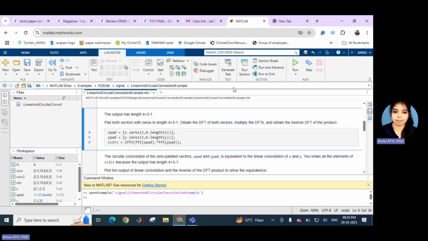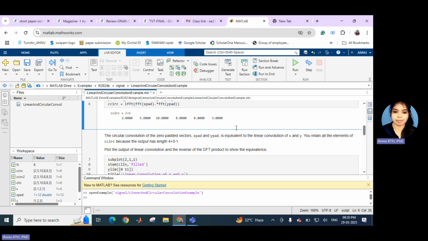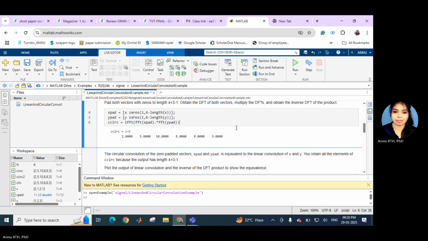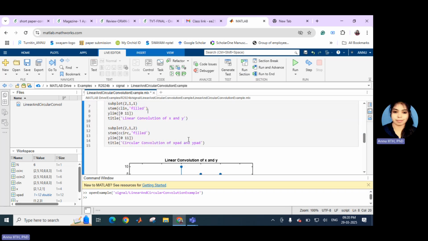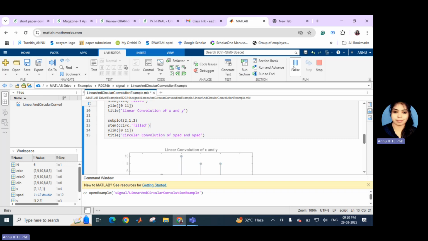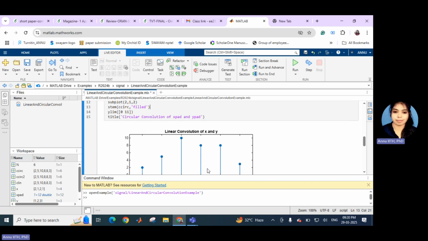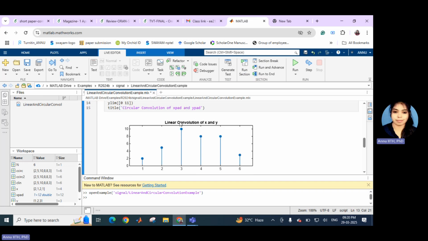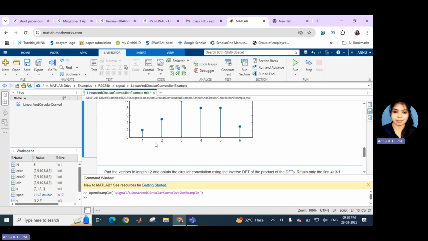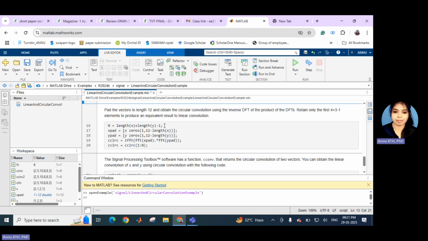So how does this get computed? Let me keep it there. See how it looks: 2, 5, 10, 8, 8, 3. And if you want to plot, let me plot. So this is the linear convolution, and the circular convolution is the other graph. So we have the linear convolution in one graph and the circular convolution in the other. You can clearly see whether both are the same. In this case, it is the same.